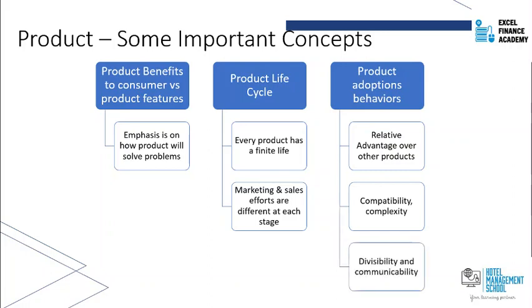I will give you an example. Maybe you can give me an example. Divisibility and communicability means how people can communicate to each other. Communicability means how can you explain to your friend? Can you explain to your friend?